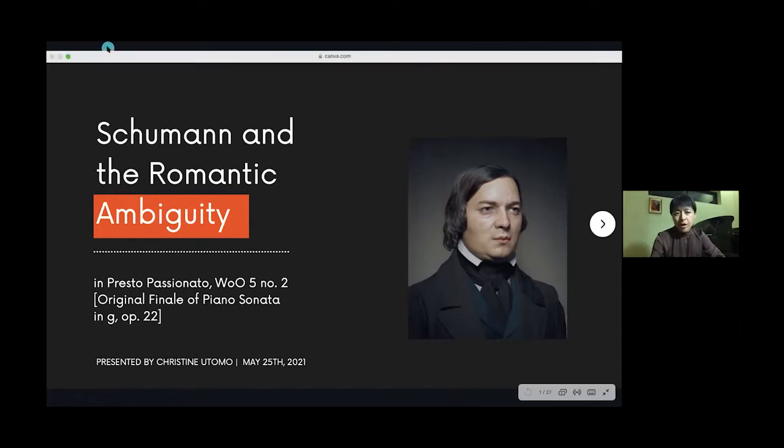Let me ask, how many of you really know this piece? I'm sure not many of you listen to this piece because it's being overshadowed by the newer version of the finale, and including myself. I learned the Schumann piano sonata in G. If we already complete one sonata, we just want to move on and learn the other two sonatas. So who would actually find some time to learn the original finale?